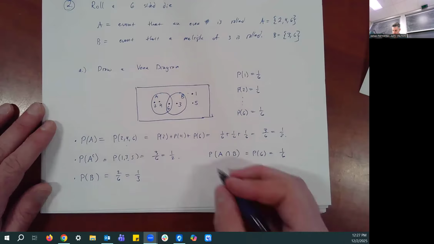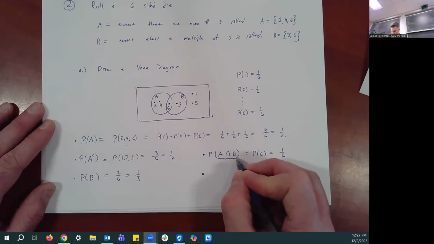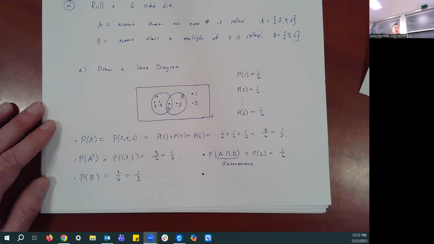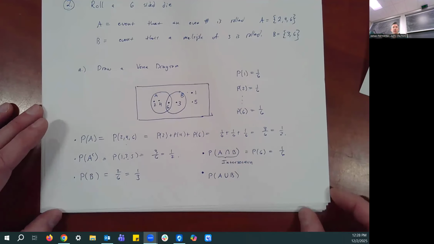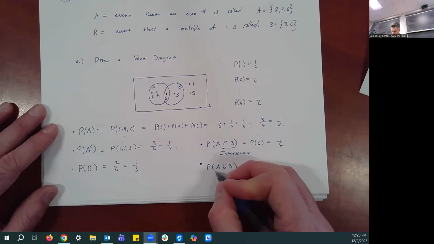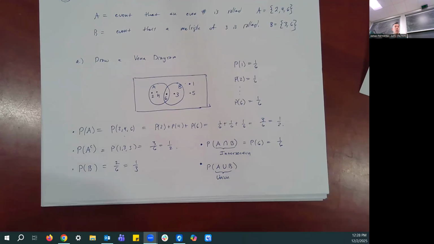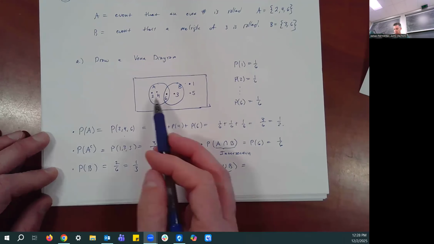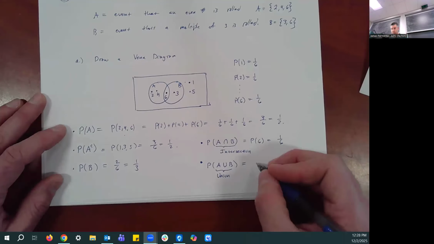So this is the intersection, or as I often say, the overlap. There's also the probability of A union B, which is much easier to remember because the symbol looks like a U and union starts with U. That's everything that's in A or in B, or the overlap. Looking at what we've got here, it's the probability of rolling a 2, a 3, a 4, or a 6, which is going to be 4/6.